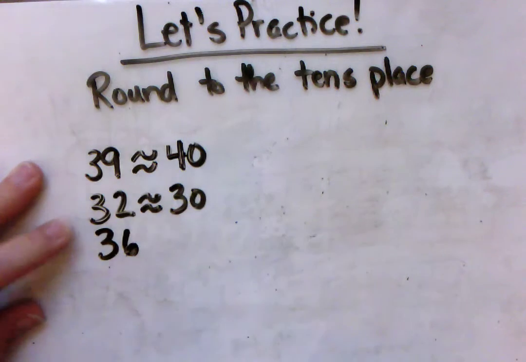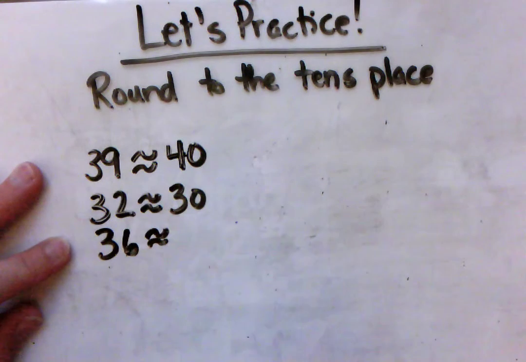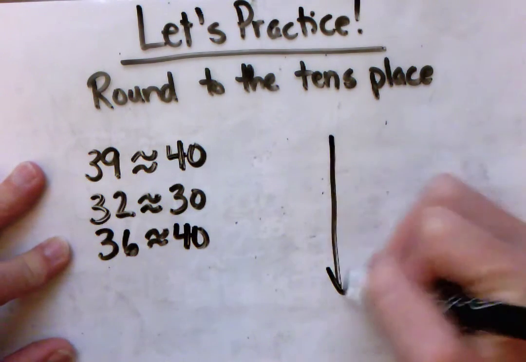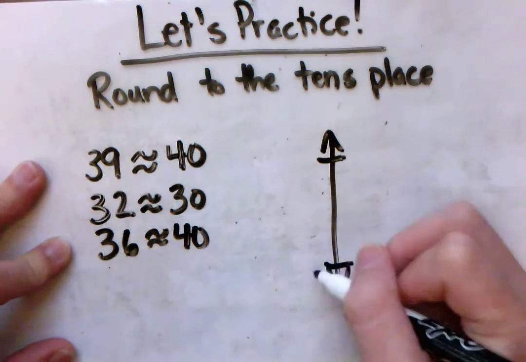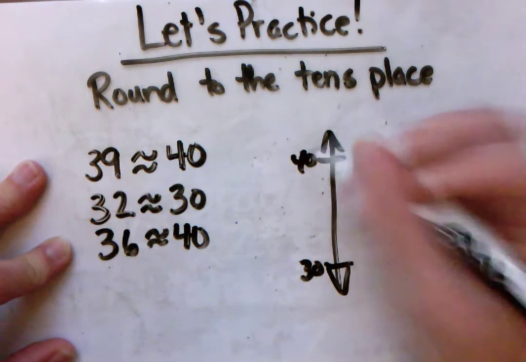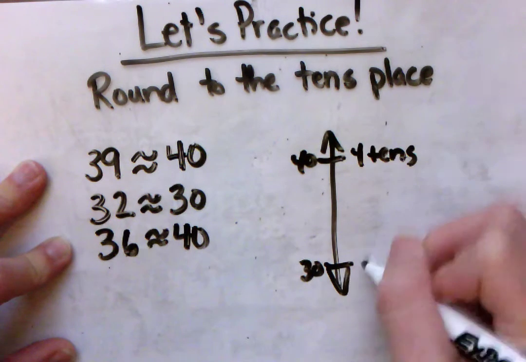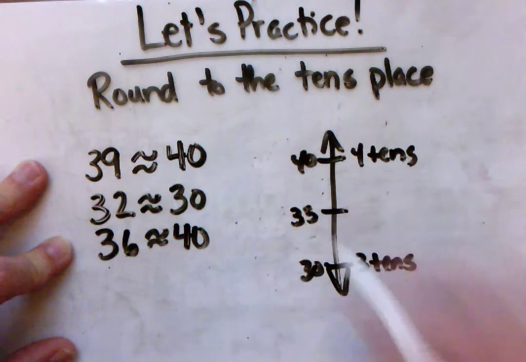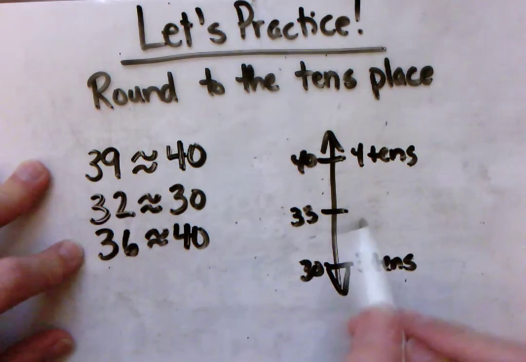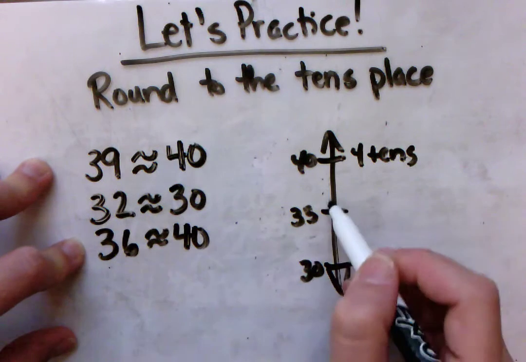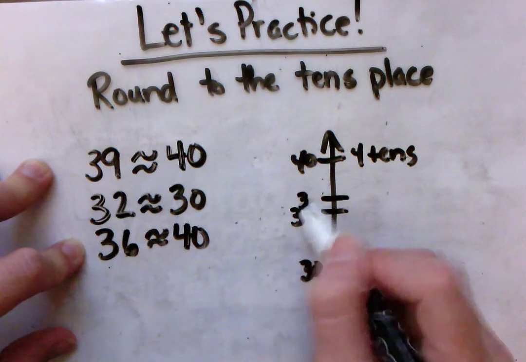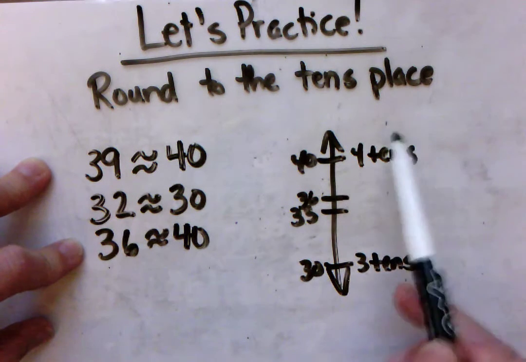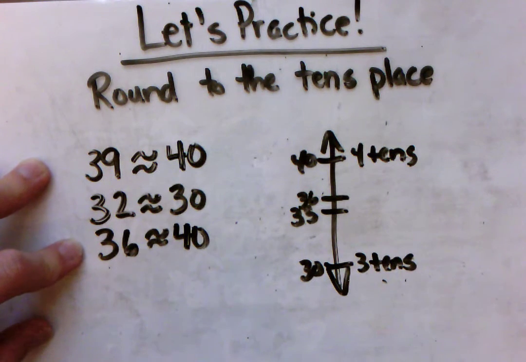36 rounds to 40. When we think of our endpoints, and we think of our midpoint, where would we find 36 on this number line? It's above 35, closer to 4 tens than to 3 tens.